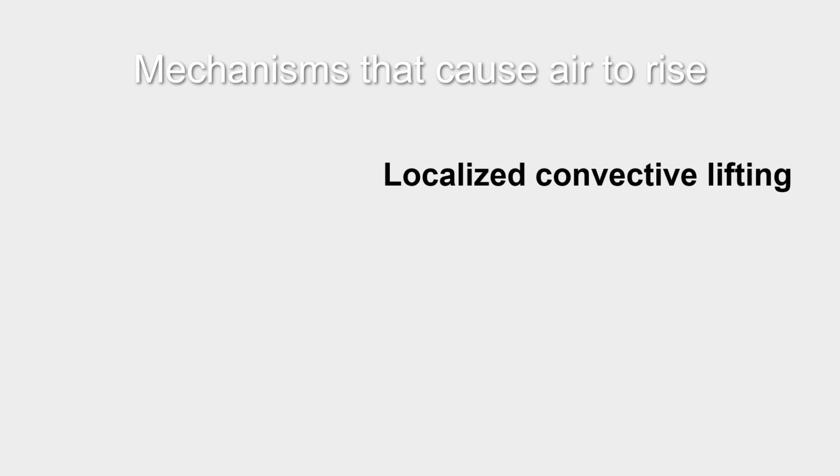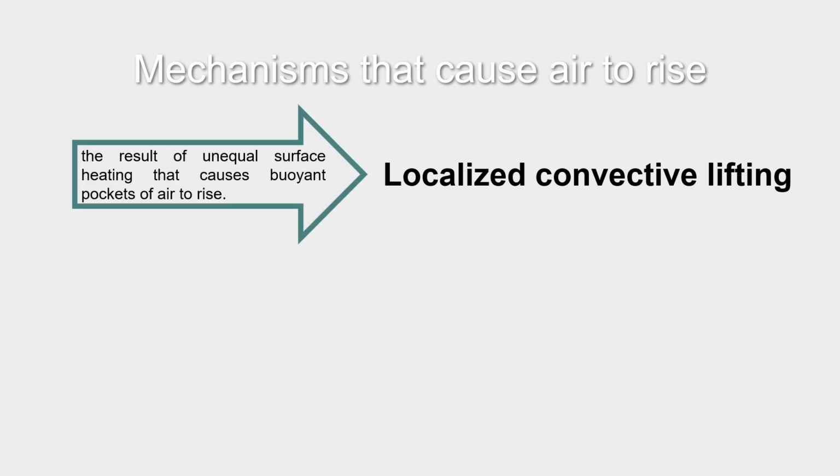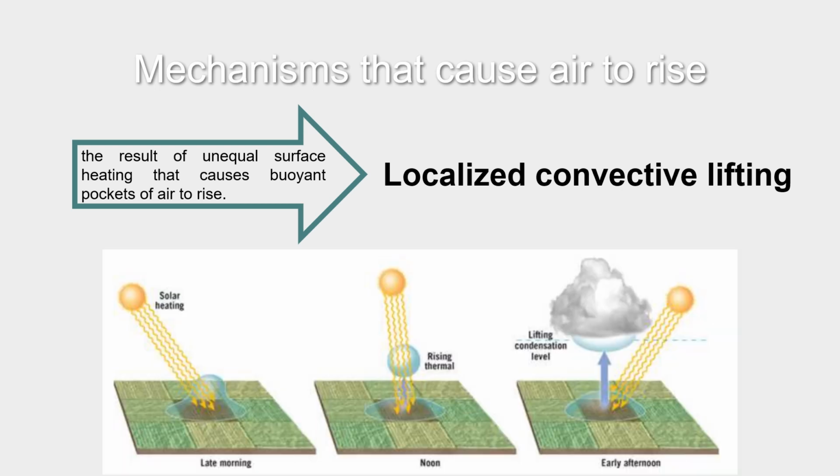Another mechanism is localized convective lifting. This is the result of unequal surface heating that causes buoyant packets of air to rise. It is shown in this. For example, in the late morning, there is so much solar heating, and at noontime, this heating starts to rise. The air that starts to rise is what we termed thermals.